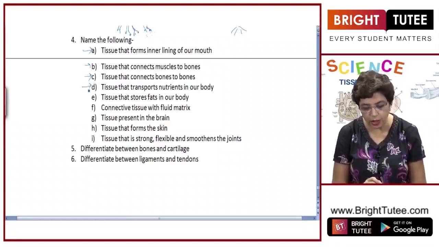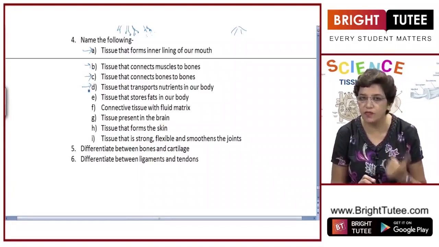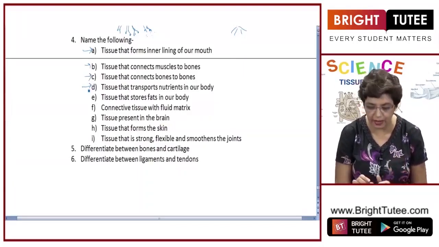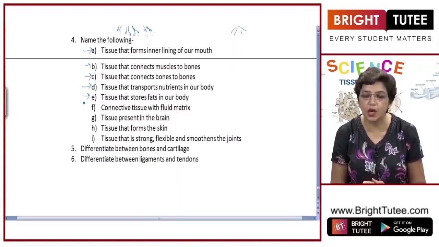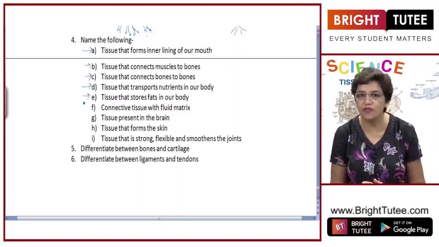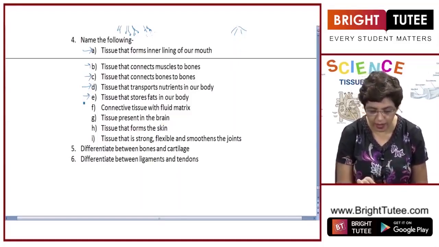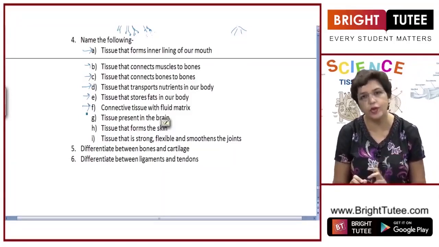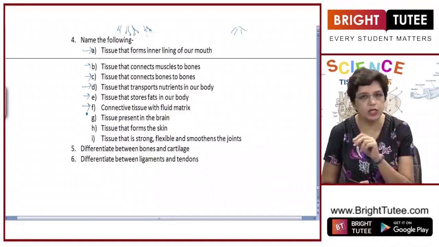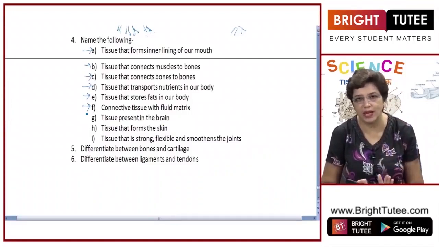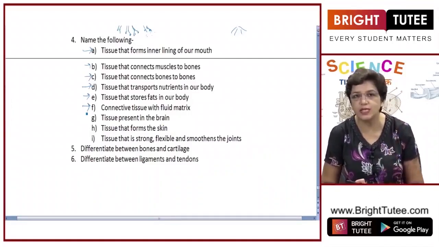Next, tissue that transports nutrients in our body. It is the fluid connective tissue, which is blood. Next question, tissue that stores fats in our body. These are called adipose tissue. It is a form of connective tissue. Next question, connective tissue with fluid matrix. I told you matrix is whatever material is present in between the cells. So fluid matrix is present in blood.